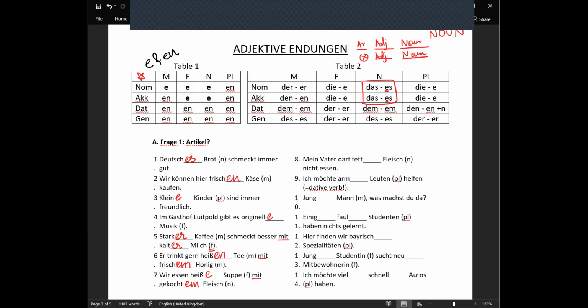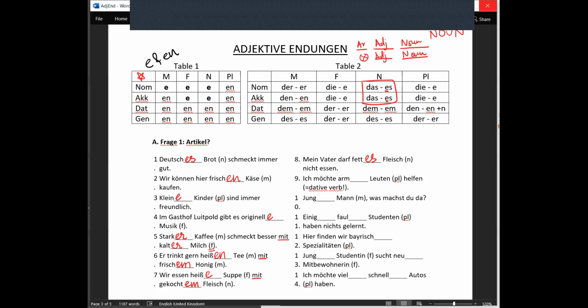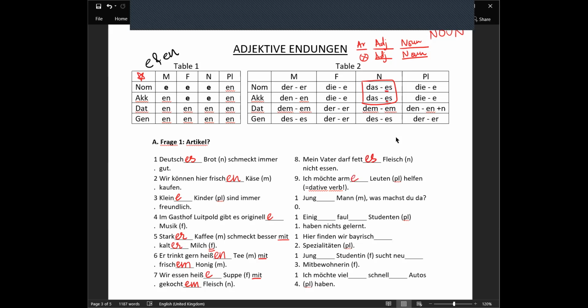Okay, so number 8. Mein Vater darf fettes Fleisch nicht essen. Ich möchte arme Leuten helfen. No, it says that it's a dative verb, right? That Helfen is. So this will be Armen, dative plural.